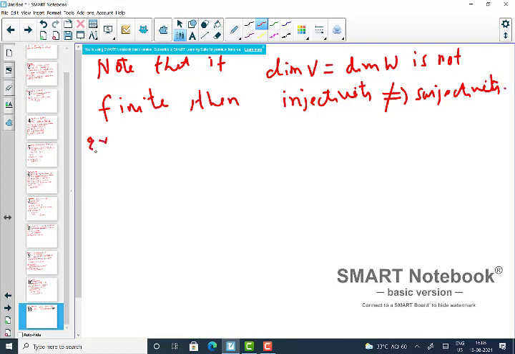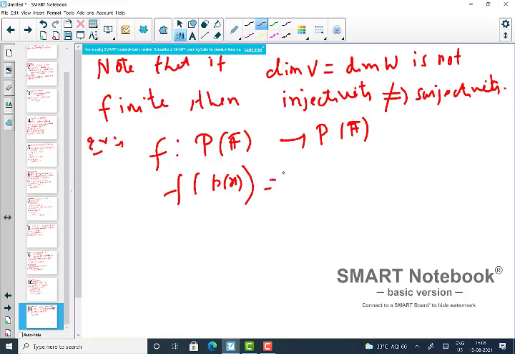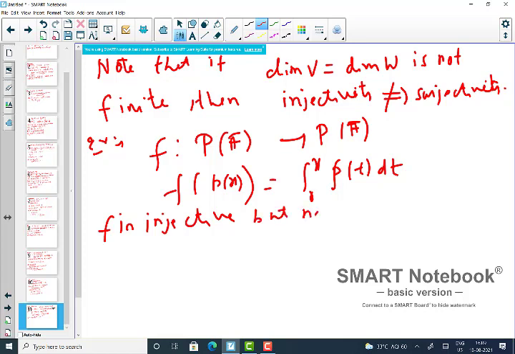So you can have one example. What is the vector space you have learned? Polynomials over F. You just define the map by an integral map: p(x) maps to the integral from 0 to x of p(t) dt. Now, obviously, this map is injective because any integral map is injective; you can prove it. So f is injective, but not surjective, not onto.